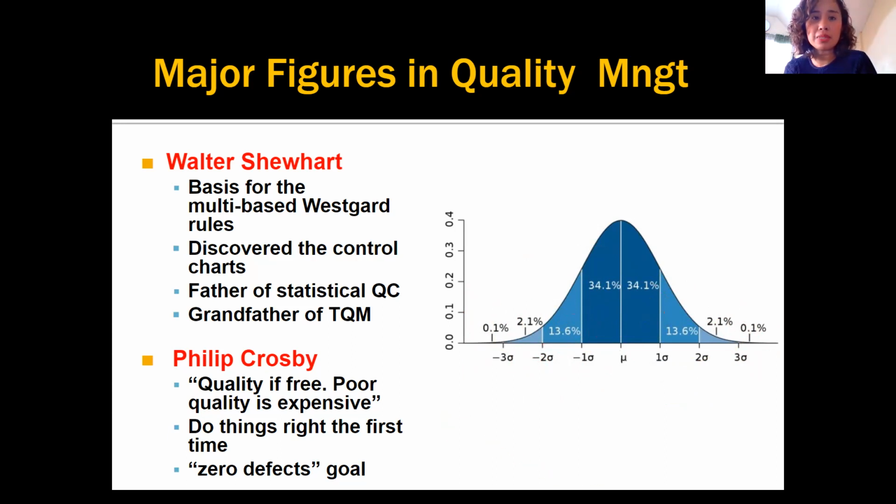So Philip Crosby said, quality is free. Poor quality is expensive. Okay, actually quality is expensive too. If you want to really maintain quality, you have to pay for it. Do things right the first time. My teacher also said that. Apparently he got that from Philip Crosby. So do not do something if you do not have the will to do it right.